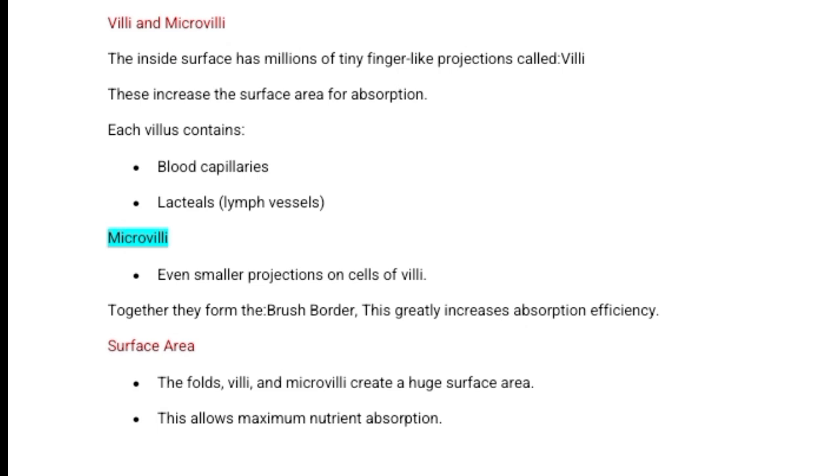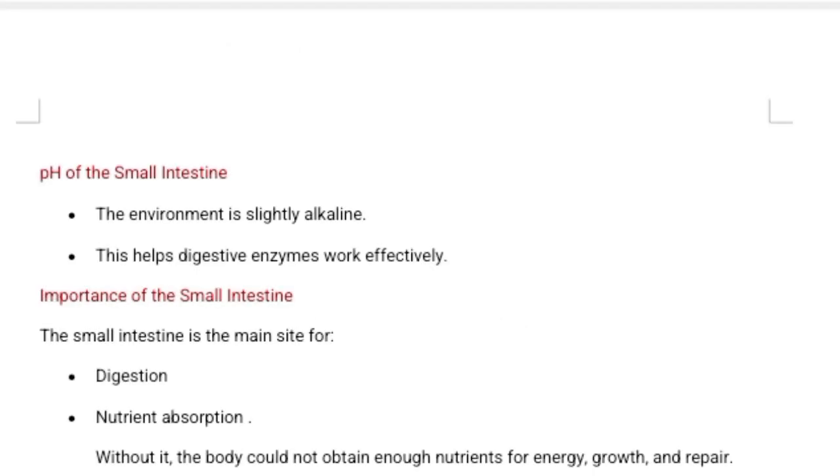Surface area. The folds, villi, and microvilli create a huge surface area. This allows maximum nutrient absorption. pH of the small intestine. The environment is slightly alkaline. This helps digestive enzymes work effectively.